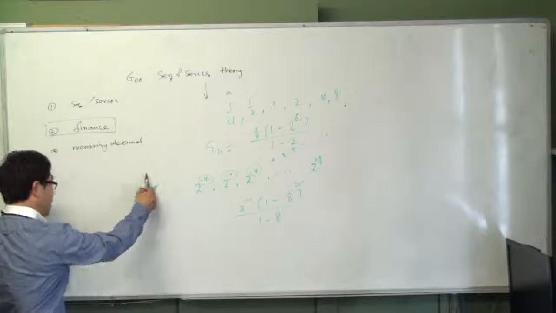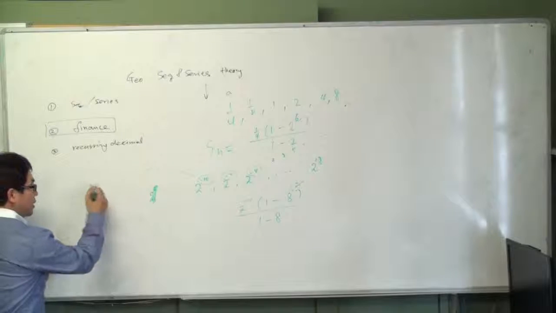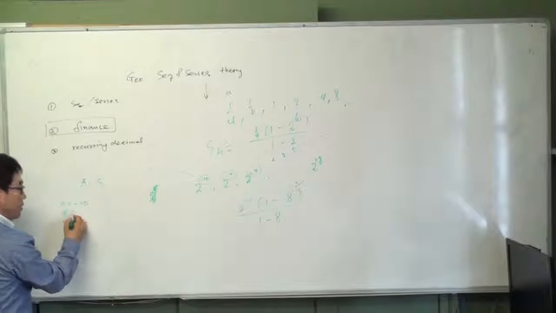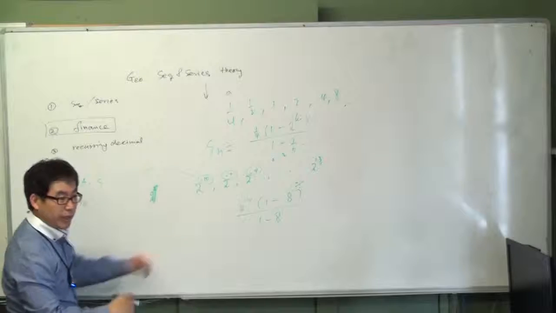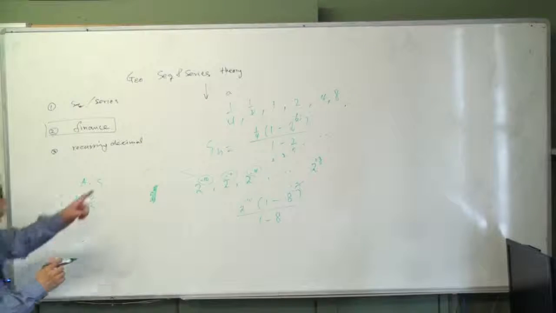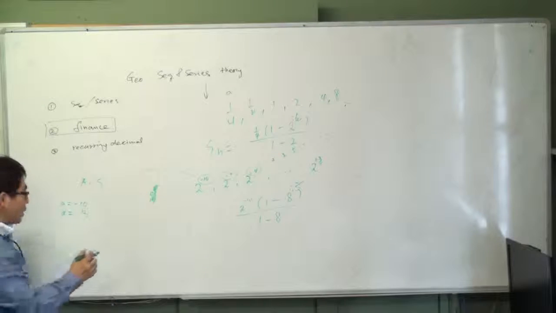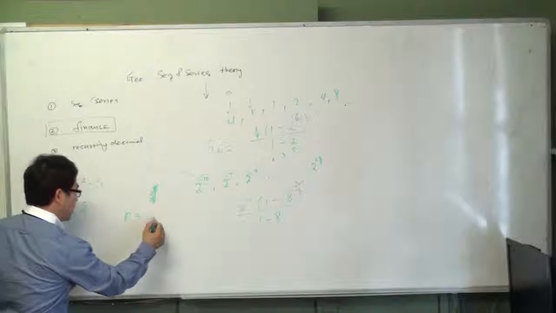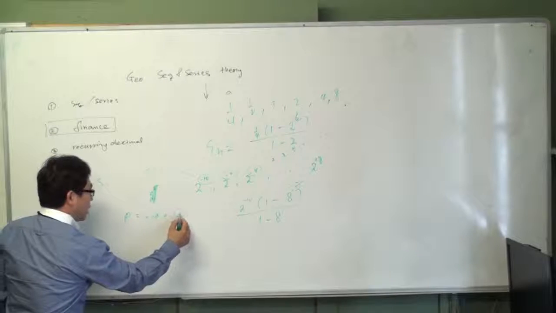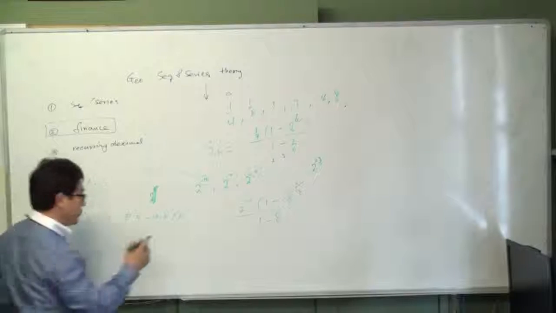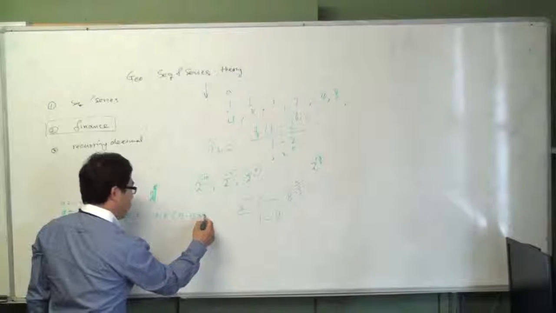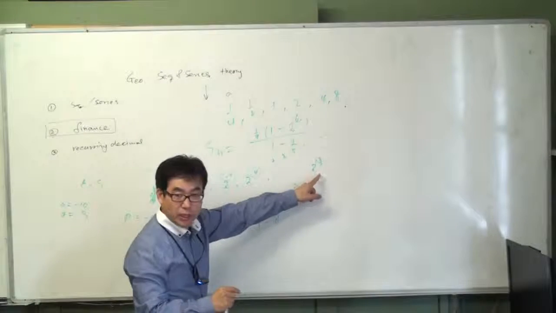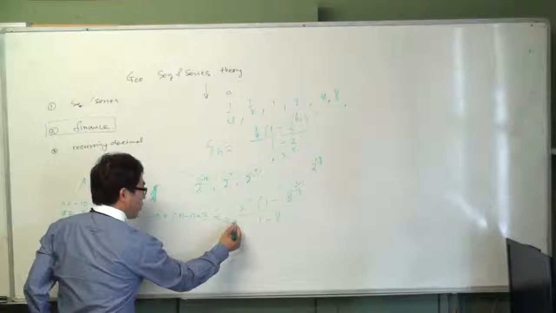So consider this as an arithmetic sequence. What's the initial term? Minus 10 is a. And what's the common difference? The common difference is 3. We are adding 3. So the general formula for the power will be minus 10 plus n minus 1 times 3. This is the common formula. And we'd like to know how many terms there are. So what is the last term? That's 23.